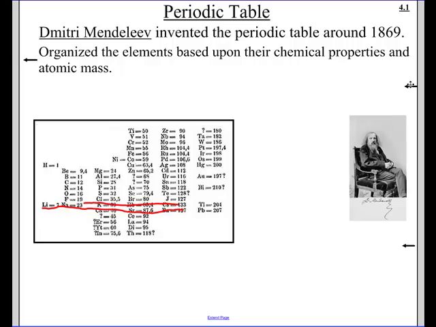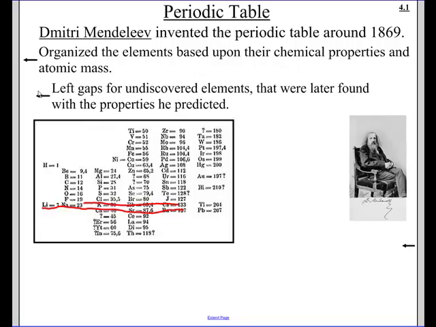And what happened is there were a few places where he didn't know about elements, that he thought there should be elements there, but they weren't. And I guess you can see a couple examples here. This one right here, one right here, it should weigh 68, 70. You can see the question marks about the masses there. Now here's another one over here. What he did is he said, we have not discovered these elements yet, but when we do discover these elements, they're going to have these properties. And that, of course, was a very big deal.